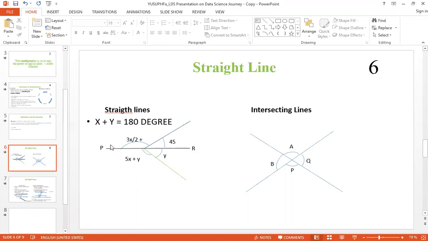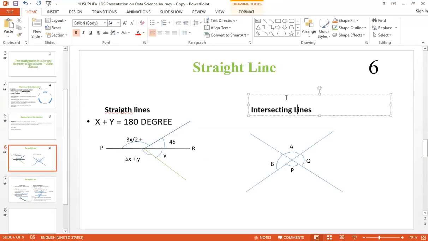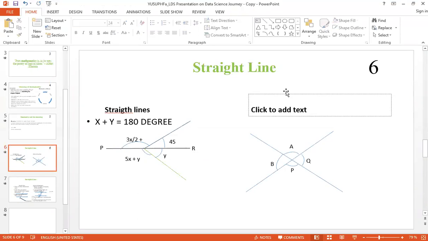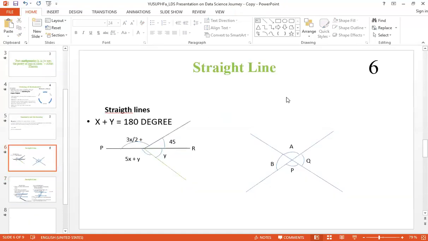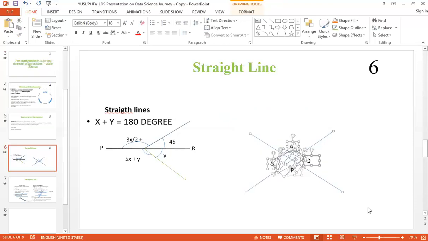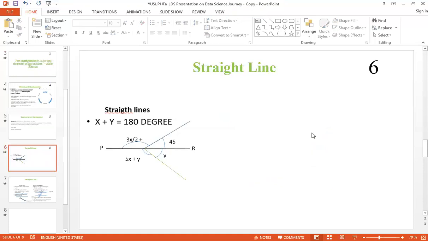In the above figure, PQR is a straight line. Find the values of x and y. I can just delete this, and delete all of this. Okay, fine. Now, I want to solve it.